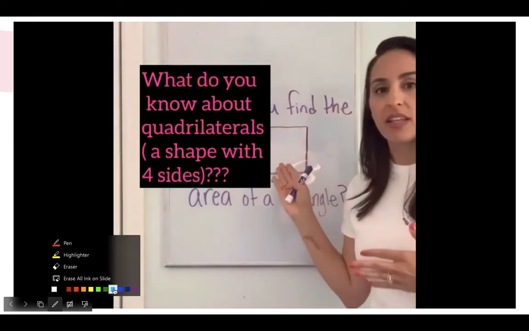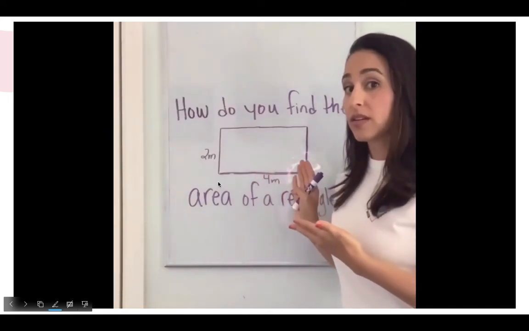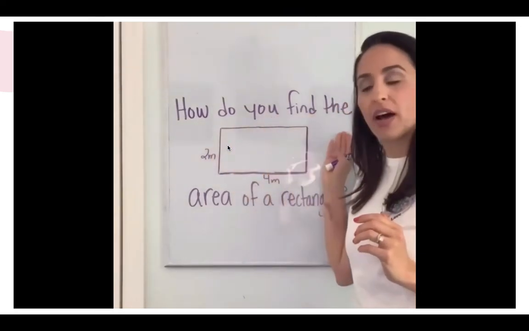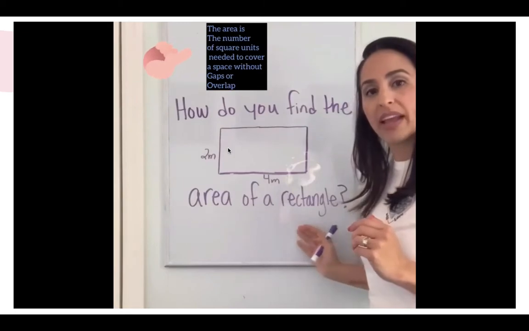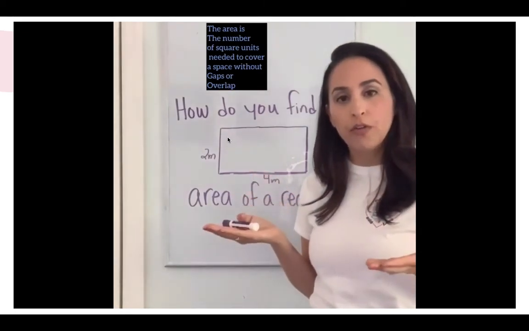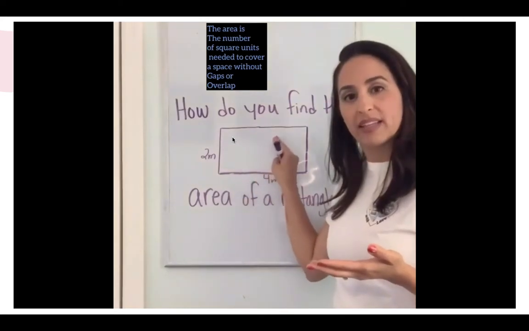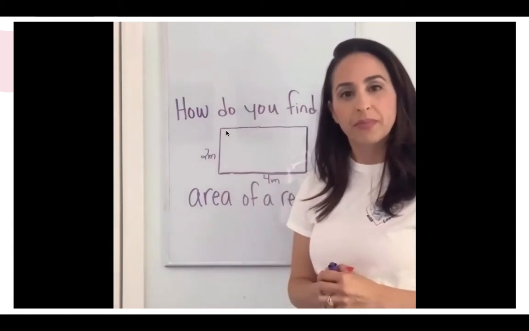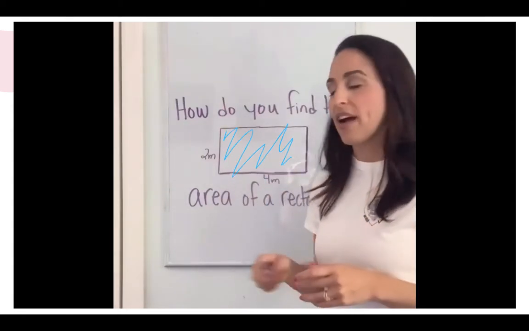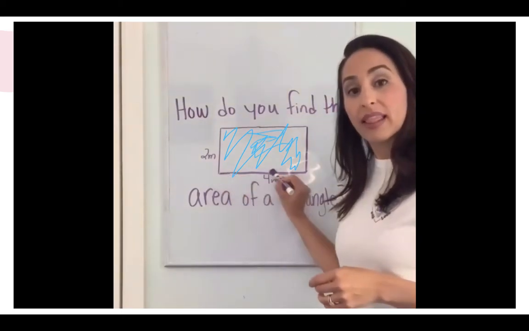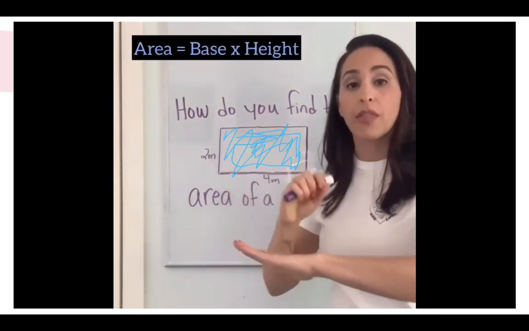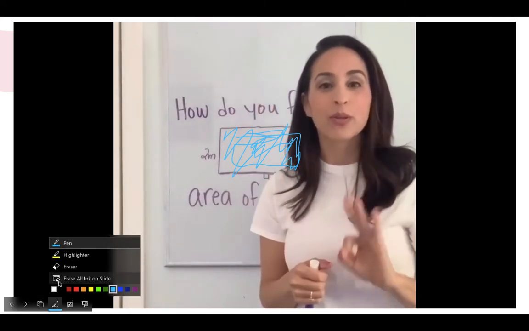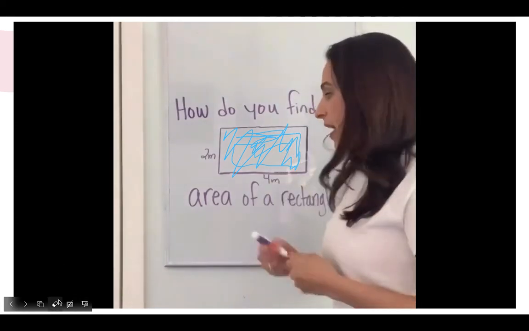So let's look at this shape. The shape is, as you know, a rectangle. How do you find the area of a rectangle? How do you find how much space is in this rectangle, the area? You're right, you have to multiply the length times the width or the base times the height. Yes, you're absolutely right.